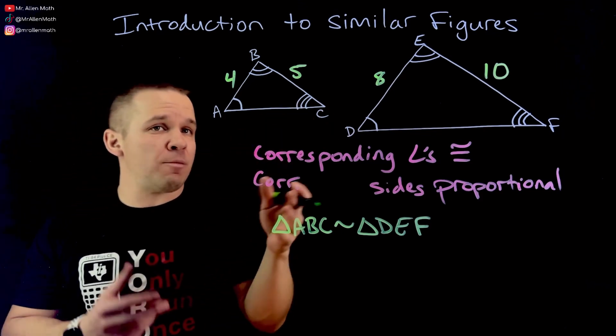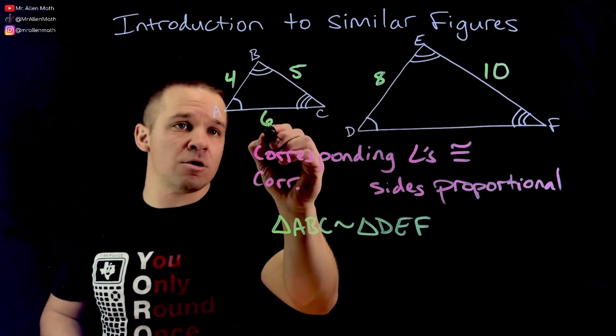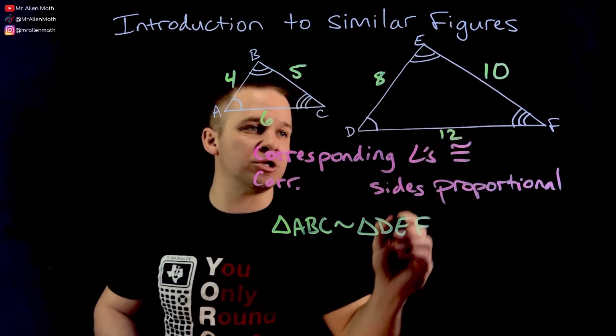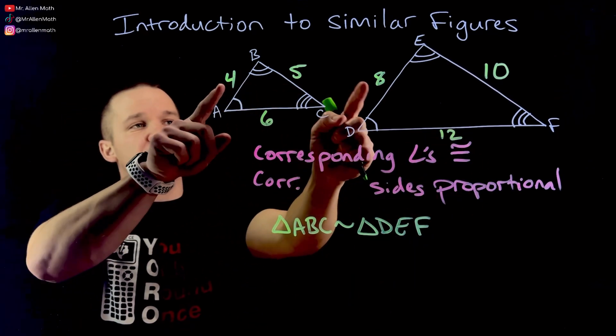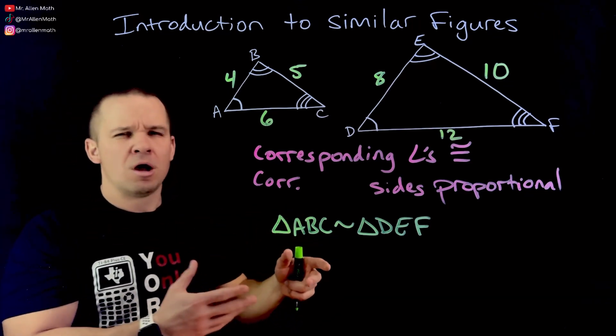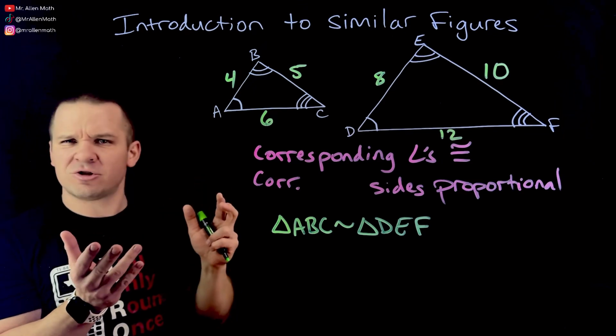And then let's give another arbitrary length to AC. I'll just go with 6 here. We'll go in order. Well, if AC is 6, that means that DF has to be double that, which is 12. And it all stems from the fact that I gave you the 4 and the 8 here, and that the sides are proportional. But isn't a proportion like two fractions equal to each other?